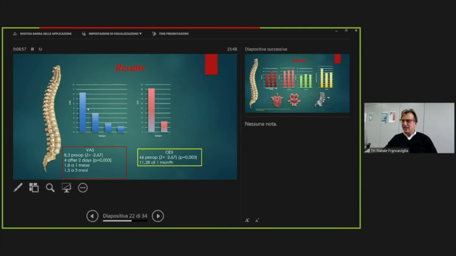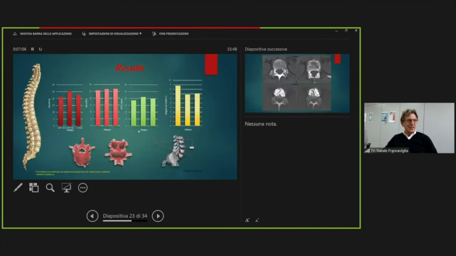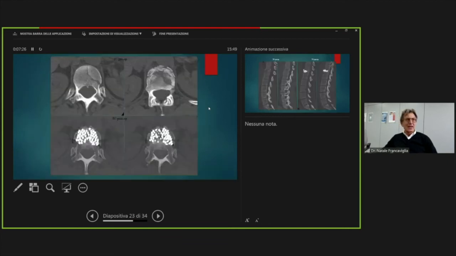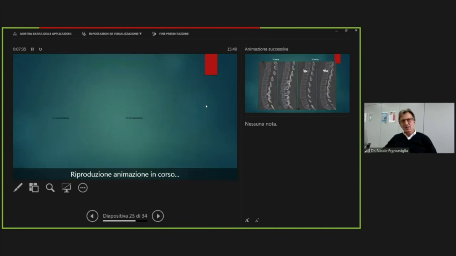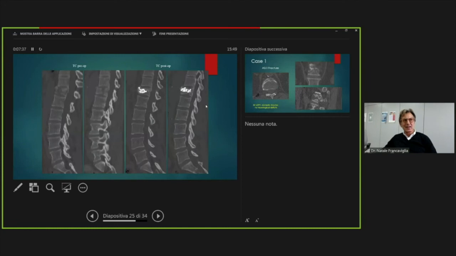You can see how the pain decreases completely after 3 months. Here are the results in terms of anterior wall, posterior wall, the total vertebral height, and the follow-up of the patient. We have a minimal decrease of the vertebral body, but this is normal when you treat trauma patients. Some cases here show the results after the technique. This is the lateral view.